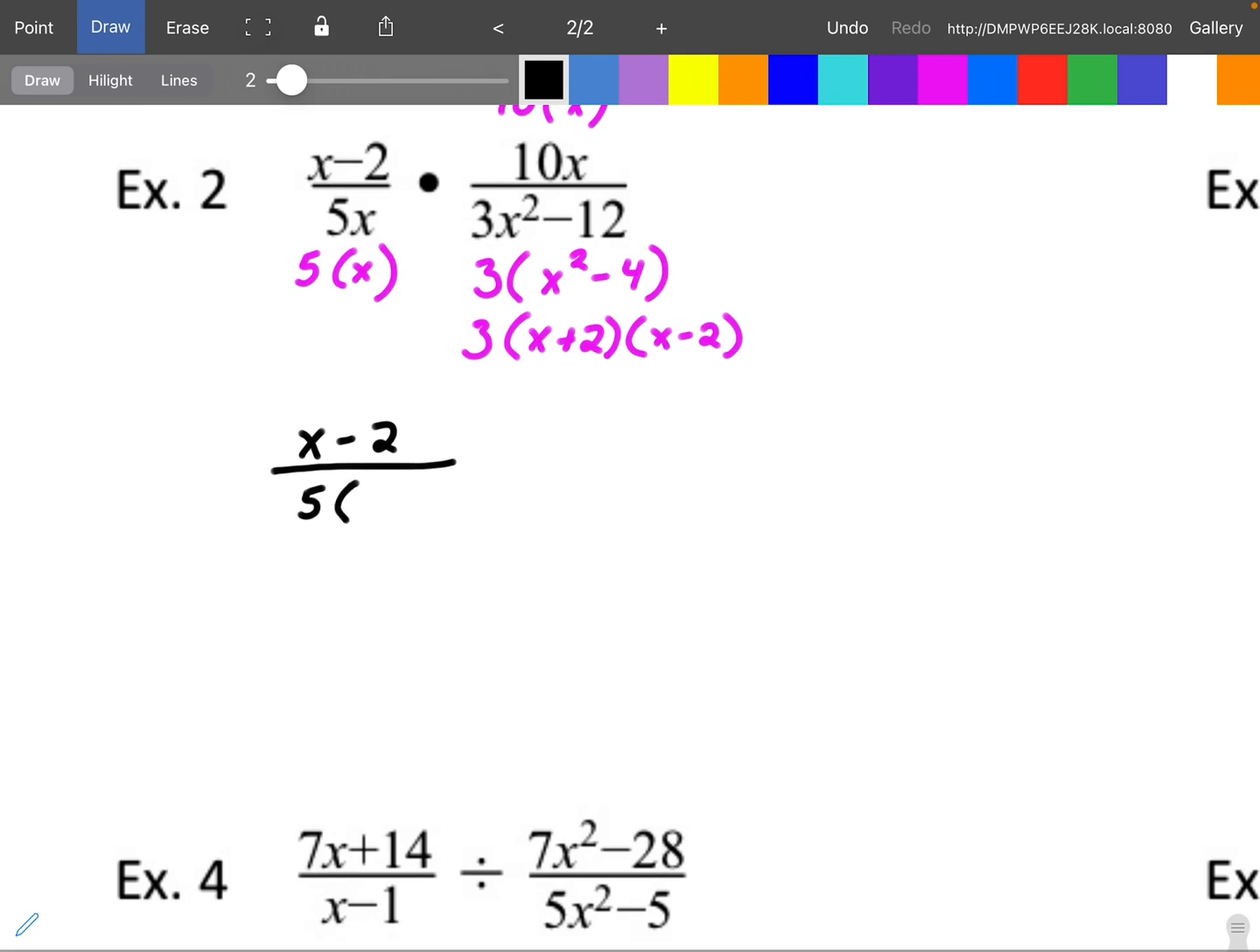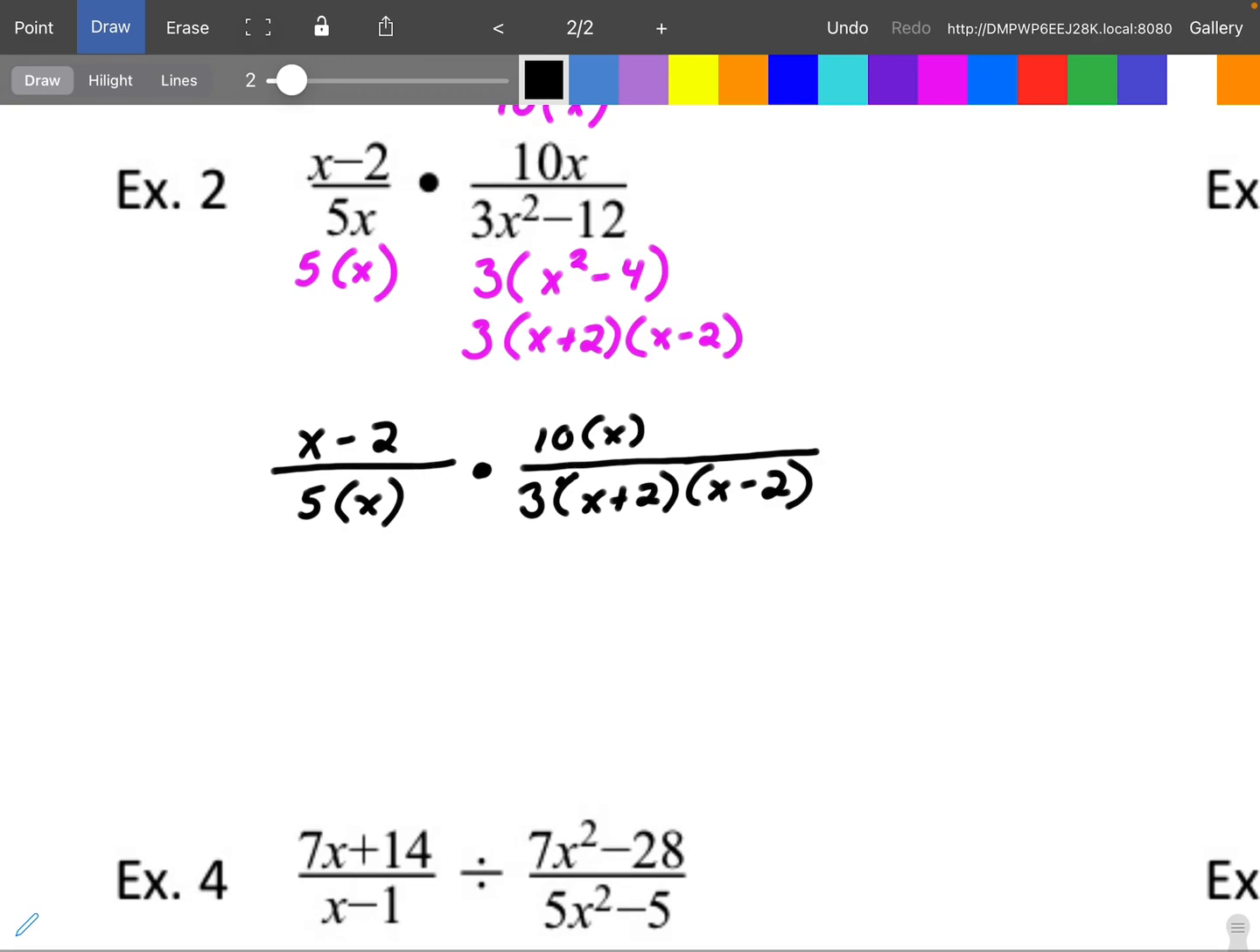Then 5x, we could write it as 5 times x. Don't have to, but we can. Then our second fraction was 10x, which we could leave that way or write it as 10 times x. And then the one we could actually factor was 3, don't forget your greatest common factor sitting in front, times x plus 2 times x minus 2. So that's the factored form of all of our fractions.